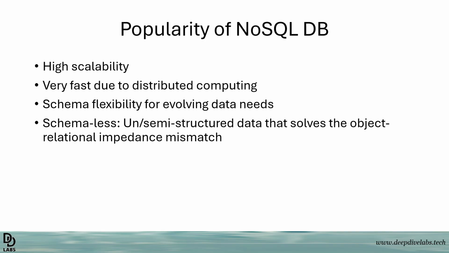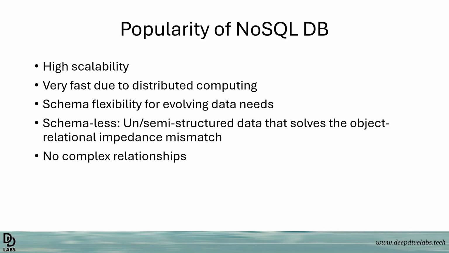So reiterating on that point, right? NoSQL databases are typically schema-less, which means they store unstructured or semi-structured data, and it essentially solves the object relational impedance mismatch. So how does it solve it? Because your physical data model was close to the application data model. So because of this, there was faster software development happening.